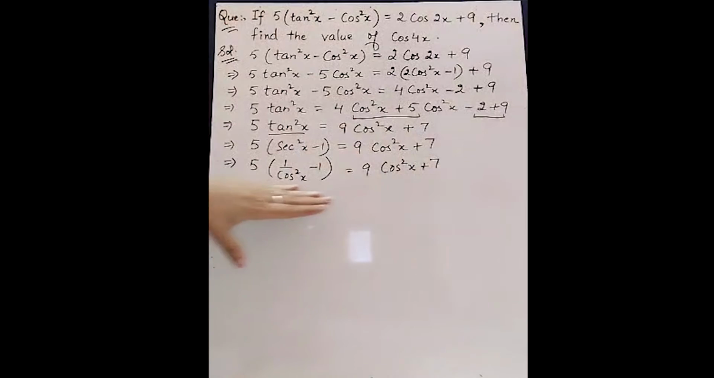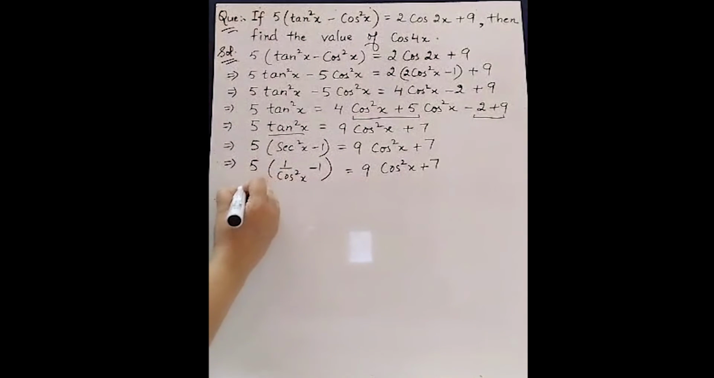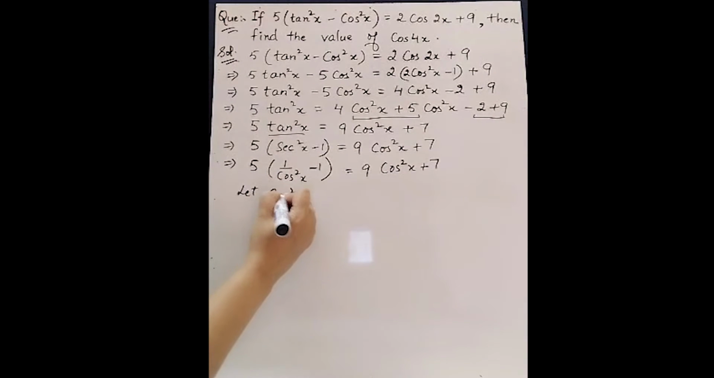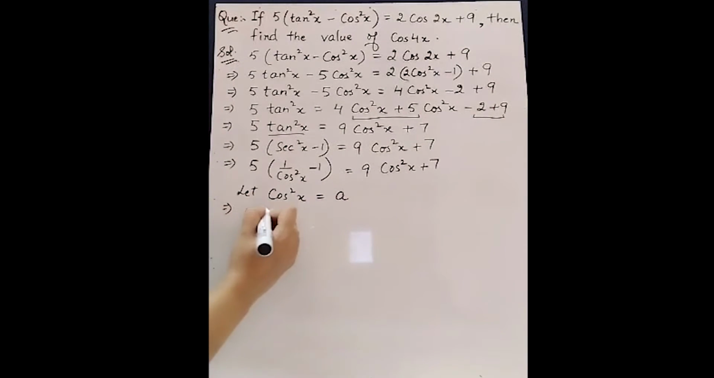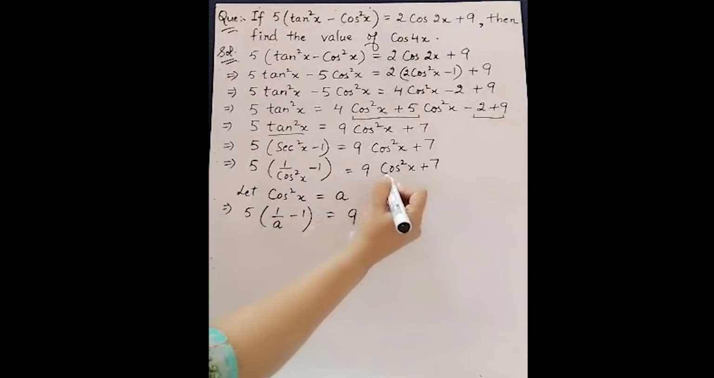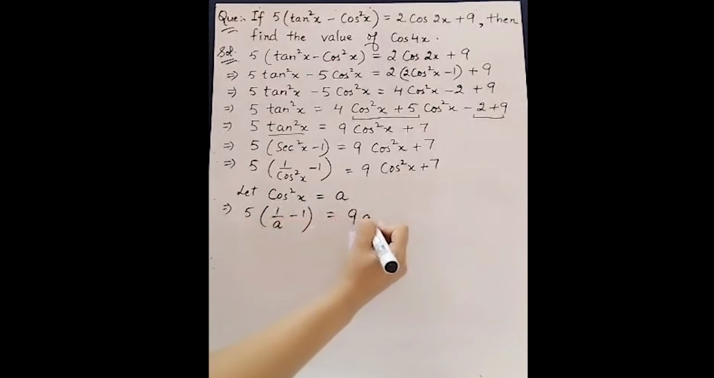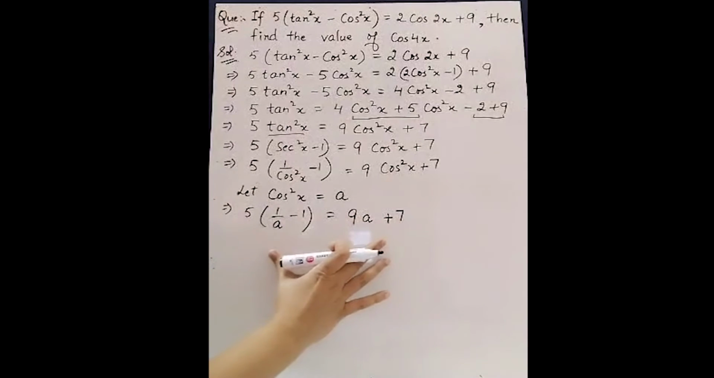So you can see this whole equation. This was given, and now tan has become the 1 by cos form. So this question is totally in the form of cos now. What we do next, we will assume let cos square x be any alphabet you like. I'll take it as A. So write 5 into 1 upon A minus 1. On the right side also, cos square x is given and cos square x is equal to A, so 9A plus 7. Now it's time to solve this equation.